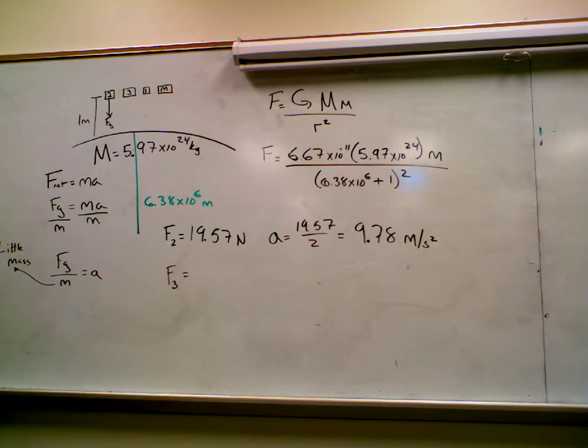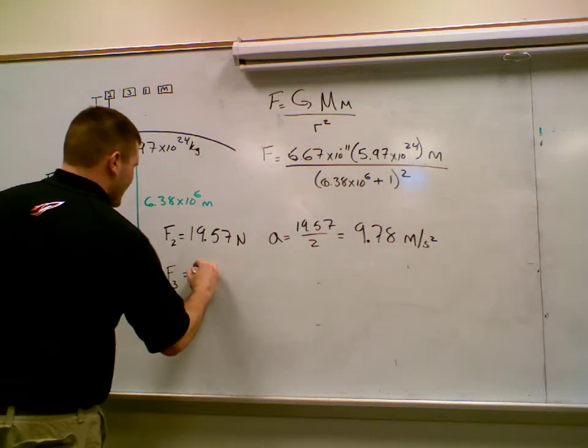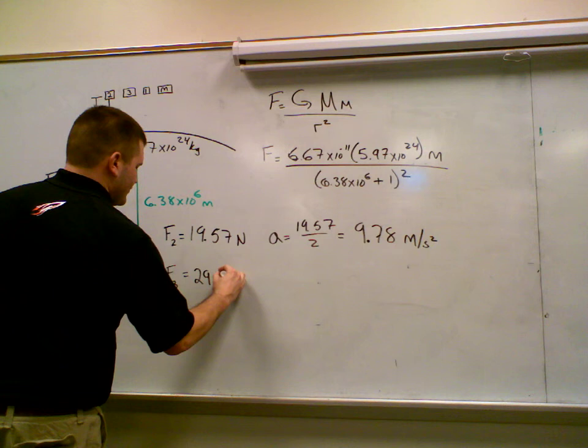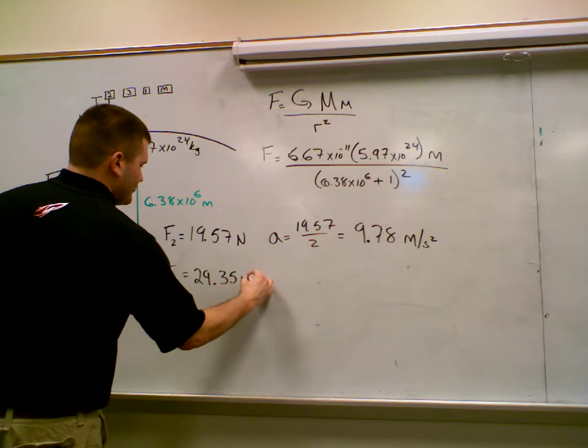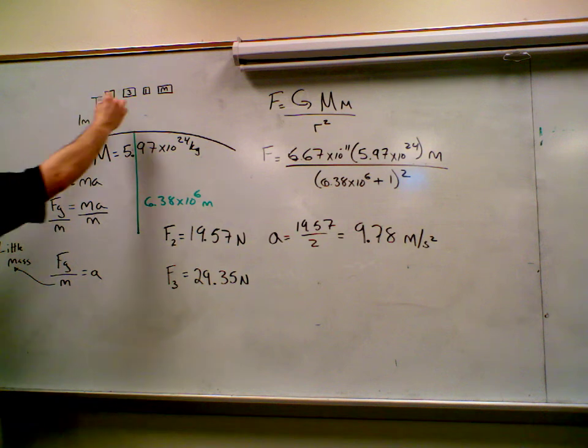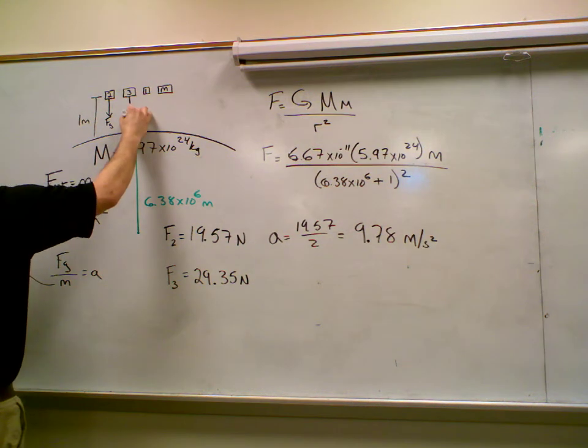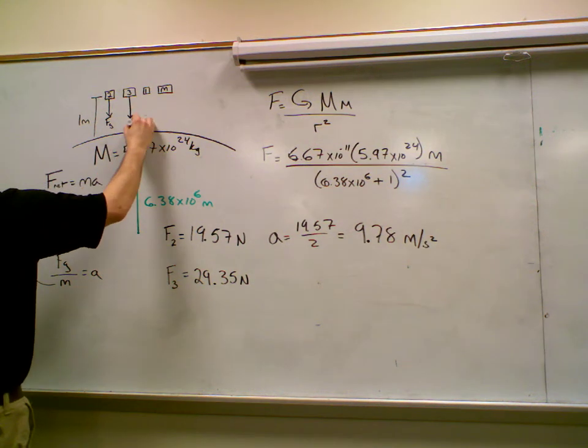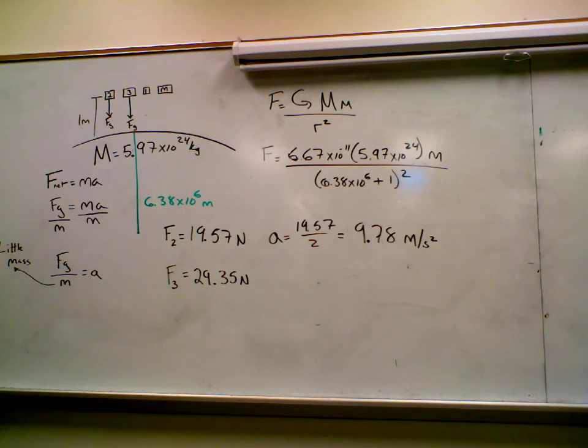What do we get for our force? 29.35. So the bigger mass experiences the bigger force. Does that agree with what we learned earlier? It does, because the force of gravity we learned earlier was mg, so mass did affect it.